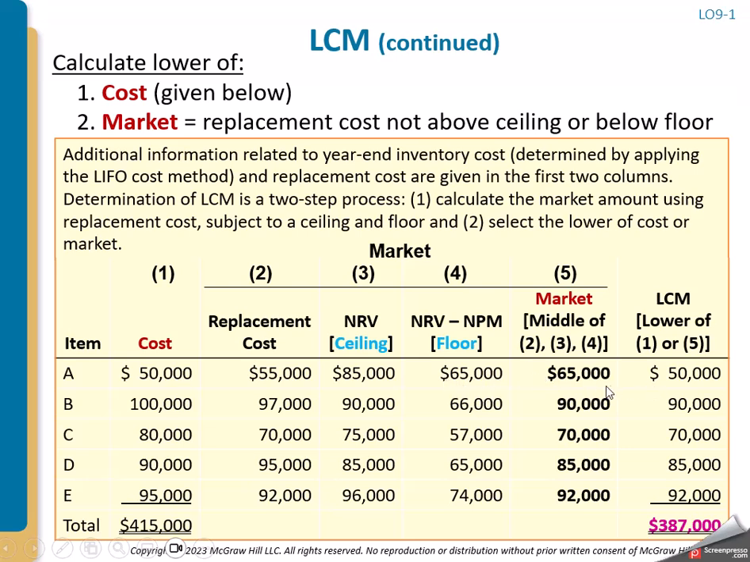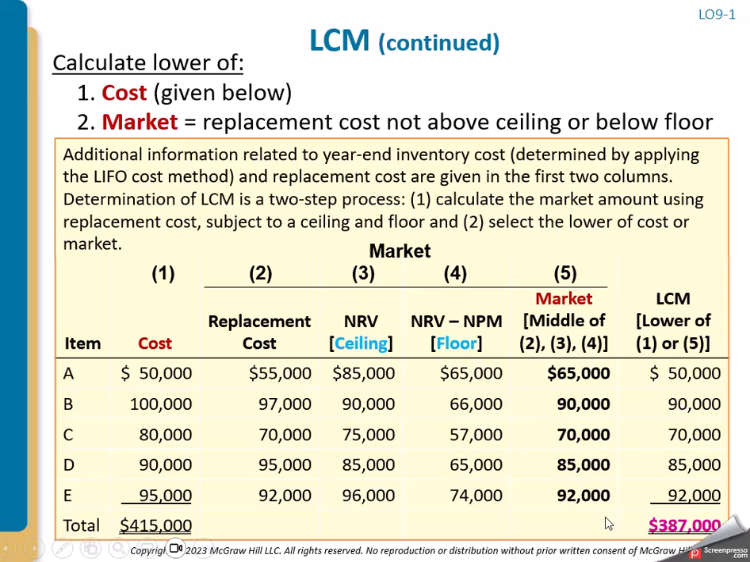But then we're doing lower of cost or market. So 50,000 is our cost. So that's where we stay. Now this next one again is going down. We see the replacement cost is 97,000. So it's lower. We think the market is at the ceiling, the 90,000. So then lower of cost or market gives us the 90,000.